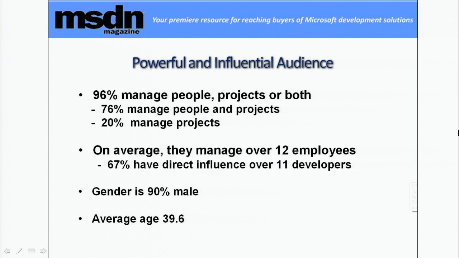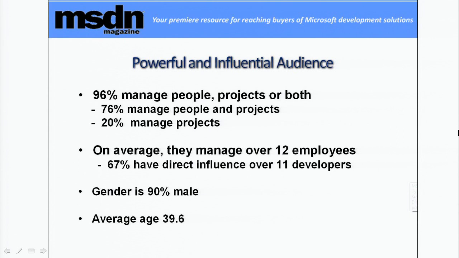96% of the readers manage people, project, or both. Really? Are they really alpha geeks slinging code? No, they manage people, project, or both. 96%, that's like 100%. That means a solution architect. And on average, these are not large things, 12, 11. They're not enterprise architects, they're solution architects.